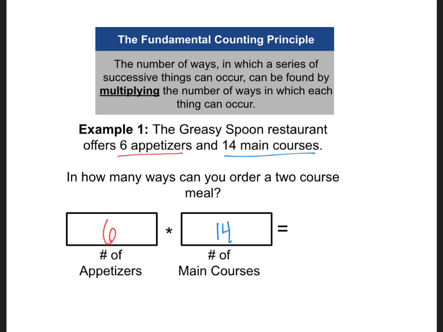And then we're just going to multiply those numbers together. So 6 times 14, when I do that, I get 84. And that's the total number of 2-course meals I could order based on these restrictions.